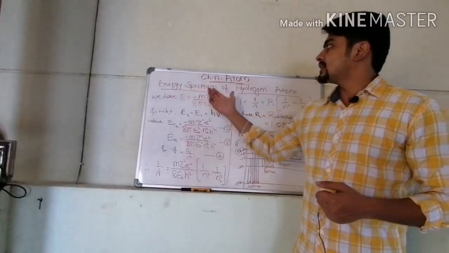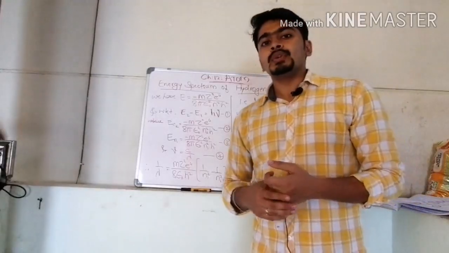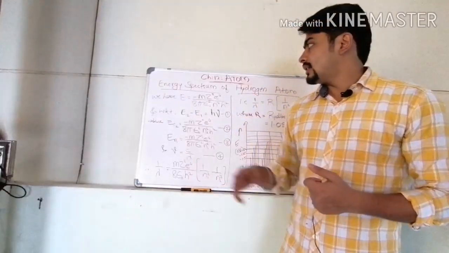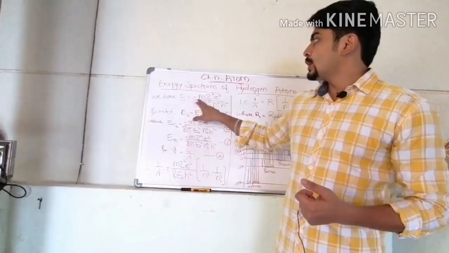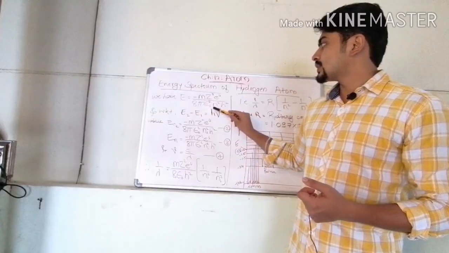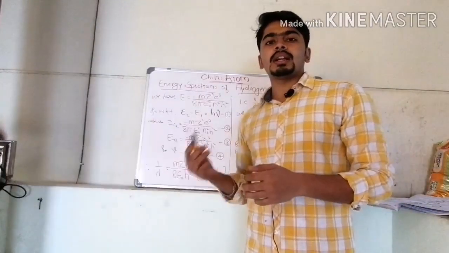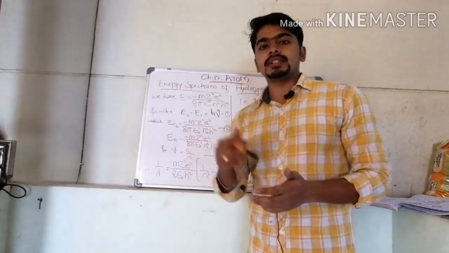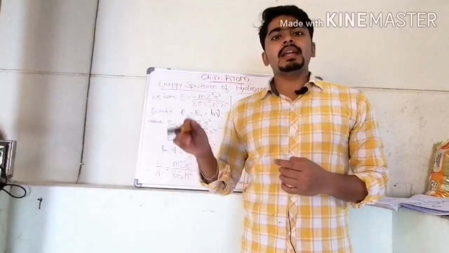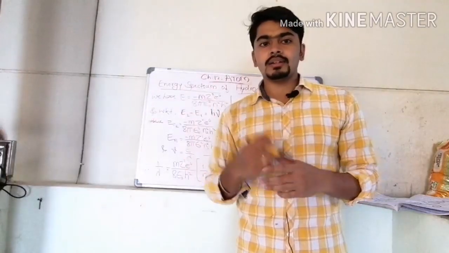Here we are studying the energy spectrum of the hydrogen atom with the help of Bohr's atomic model, with the help of the energy relation we have derived, that is E is equal to minus m z square e power 4 by 8 pi epsilon naught square n square h square. We also got the relation between energy and the orbits, that is E is equal to minus 13.6 divided by n square. E is inversely proportional to n square, that you must know.